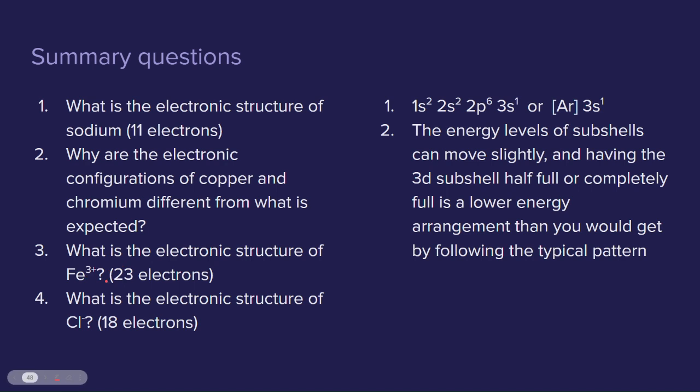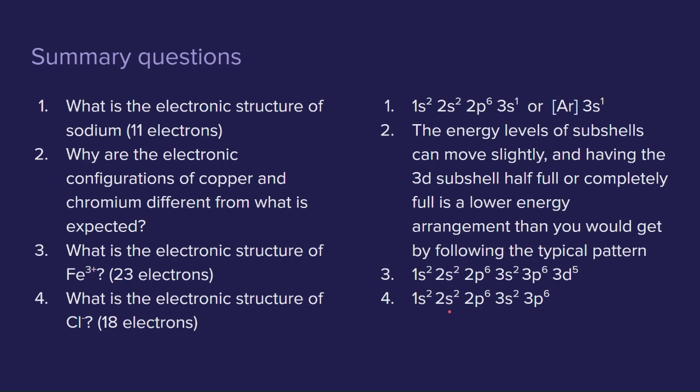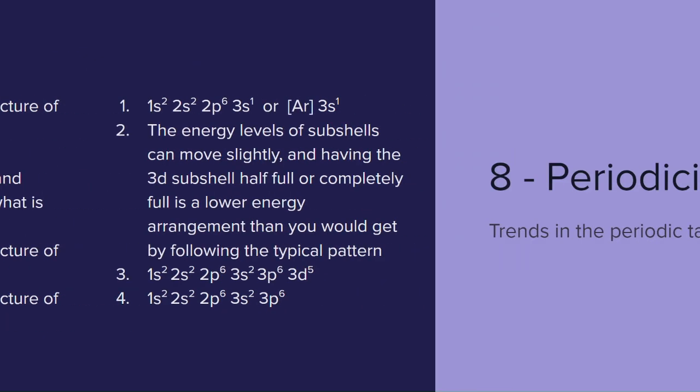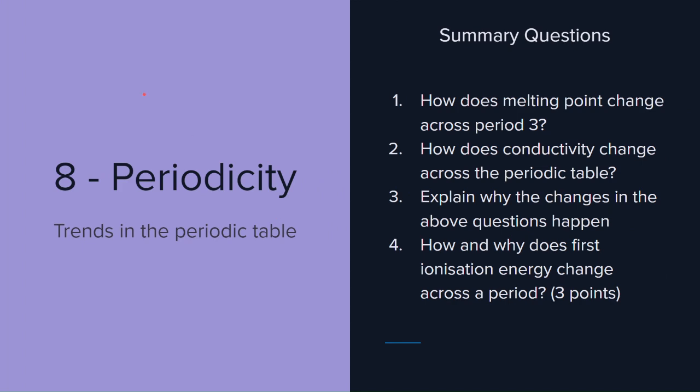Question 3. What is the electronic structure of Fe3+ with 23 electrons? 1s2, 2s2, 2p6, 3s2, 3p6, 3d5. There's no 4s subshell in there. Question 4. What is the electronic structure of Cl- with 18 electrons? 1s2, 2s2, 2p6, 3s2, 3p6. You'll see that's the same as argon, is it? No. One of the noble gases.